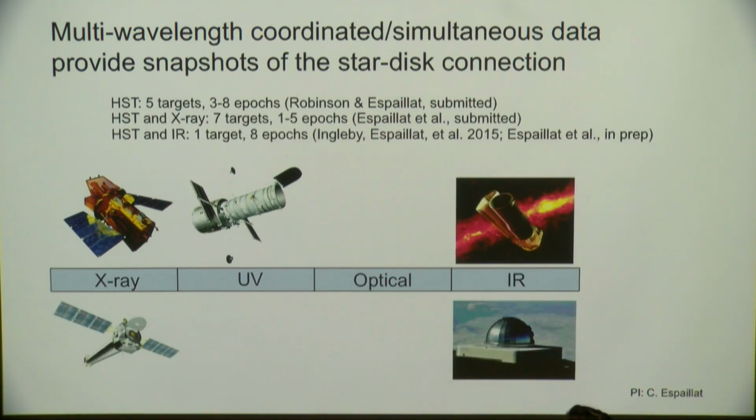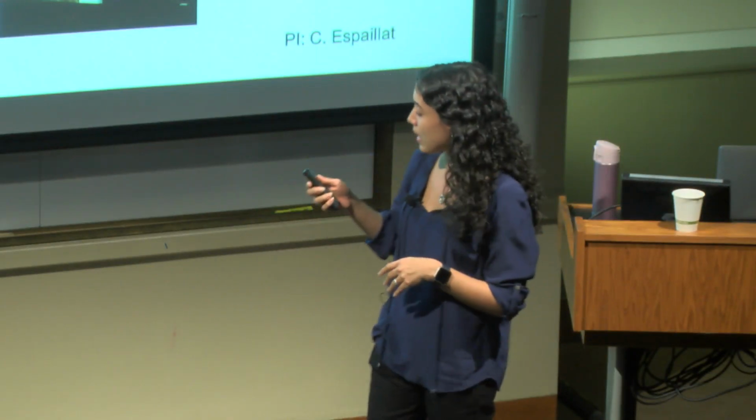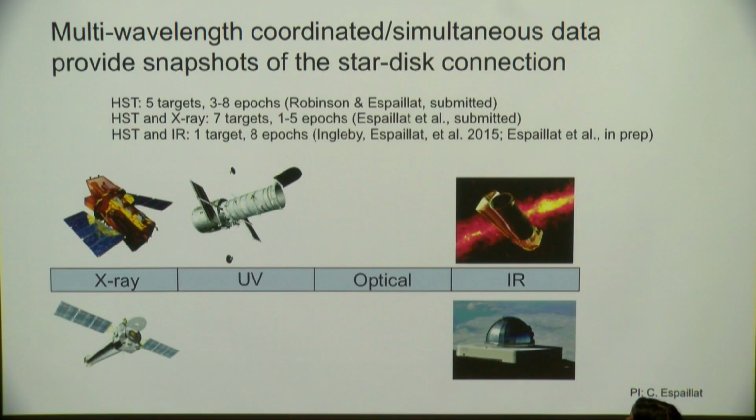And then for one target for 8 epochs, we got coordinated HST and infrared data. I'll break this down in a bit: for the first 3 epochs, we got ground-based near-infrared spectra with NASA IRTF within about 12 hours, so half a day. And for 5 epochs, we got strictly simultaneous infrared data with Spitzer overlapping the HST data. The data with IRTF has been published previously, and the rest is in some in-prep work that I'll tell you a little bit about.